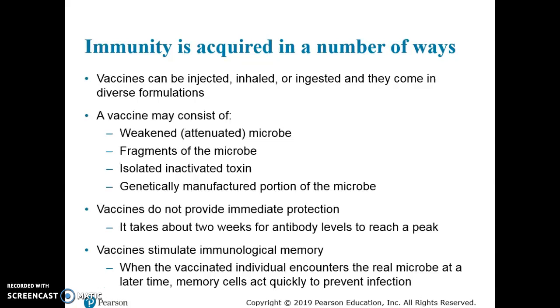So you'll see in the first group it is weakened microbes, right? So attenuated means it can still get inside of you and replicate, but it no longer causes disease. There is fragments of the microbe, so a piece of the microbe that would be present on the microbe surface if that microbe were to get inside of you. And so your immune system can respond to that fragment as if it were part of the microbe, and then respond against the microbe if it ever invaded the body.